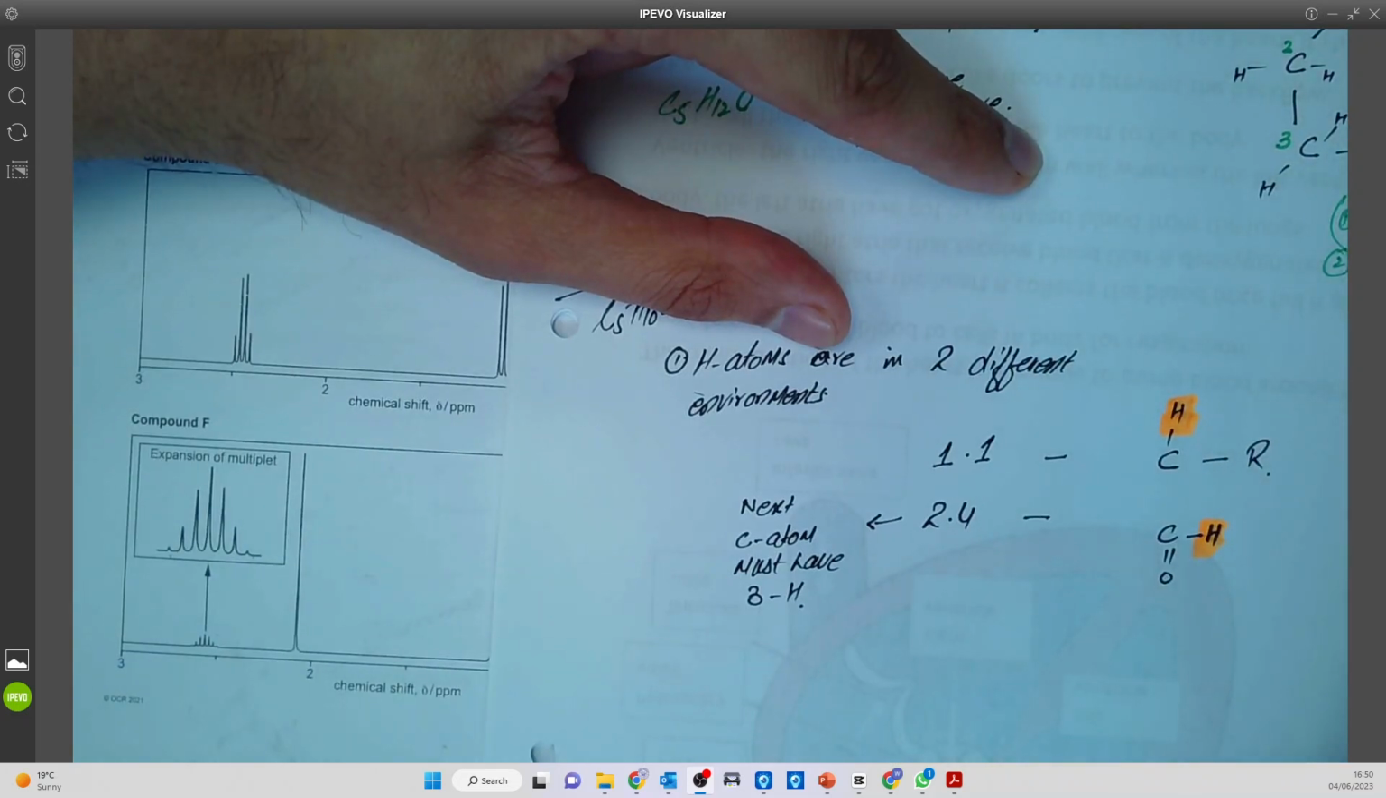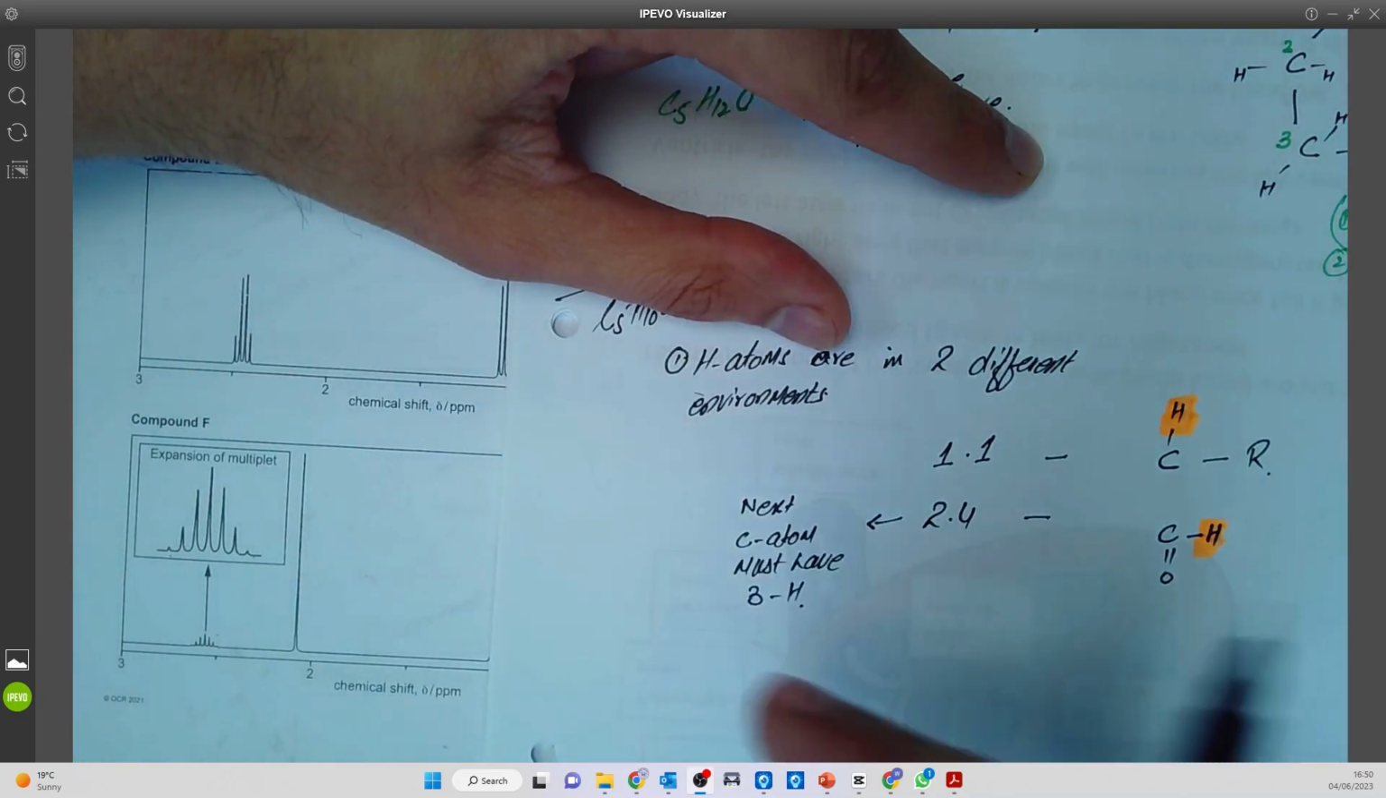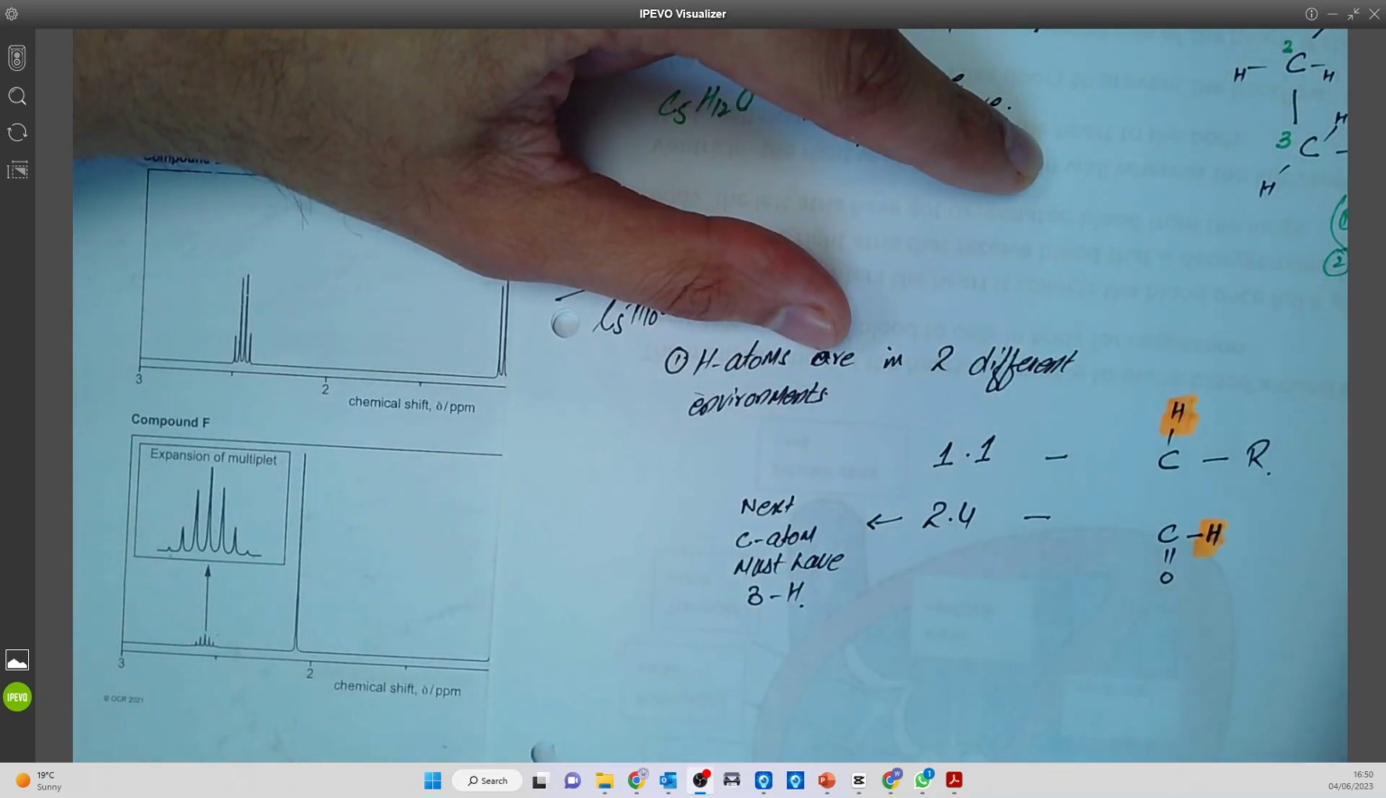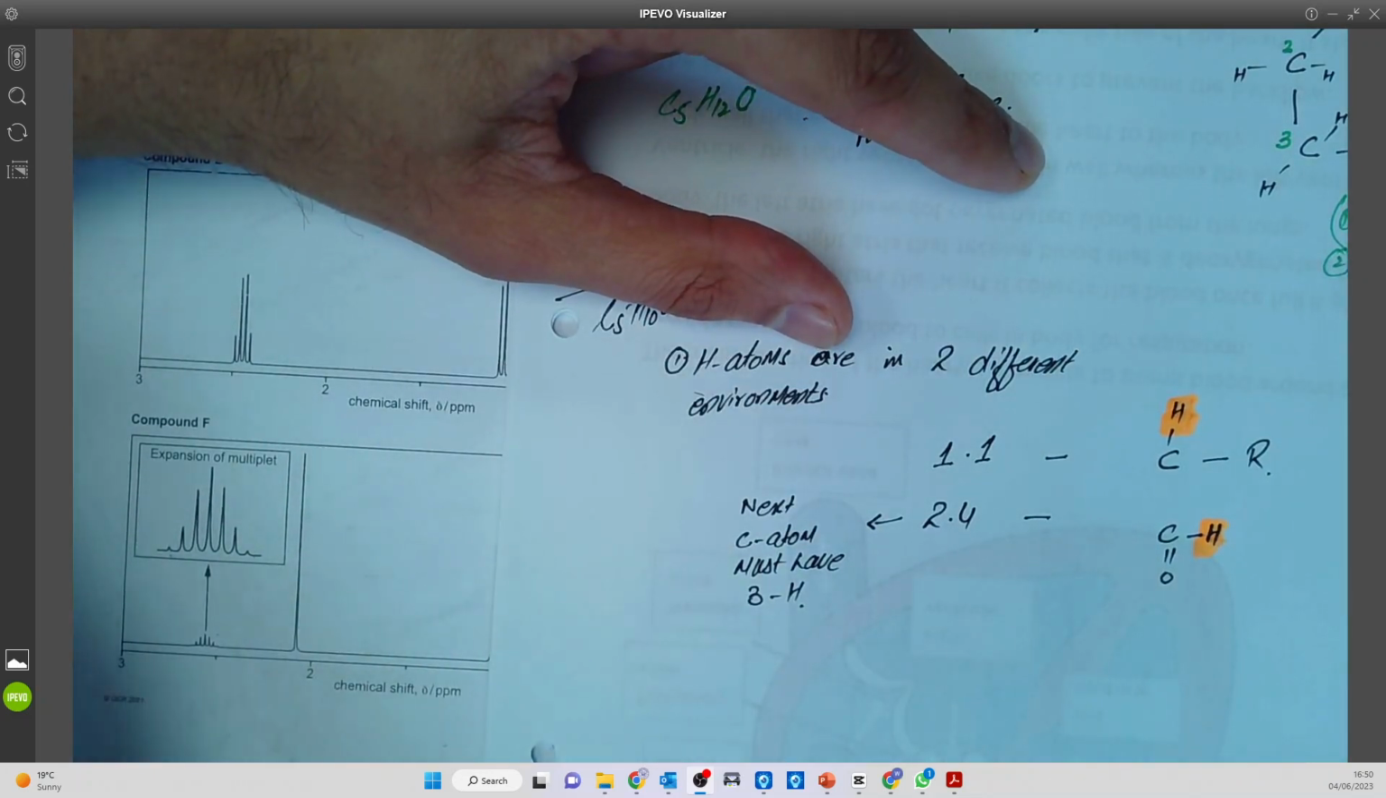You have to specify that they're symmetrical. What do you mean symmetrical? Aren't they supposed to be in the same environment? Yeah, but once you have done that, that means they are in the same environment. If they were in a different environment, then you will not have a quartet. You'll have something more, right?